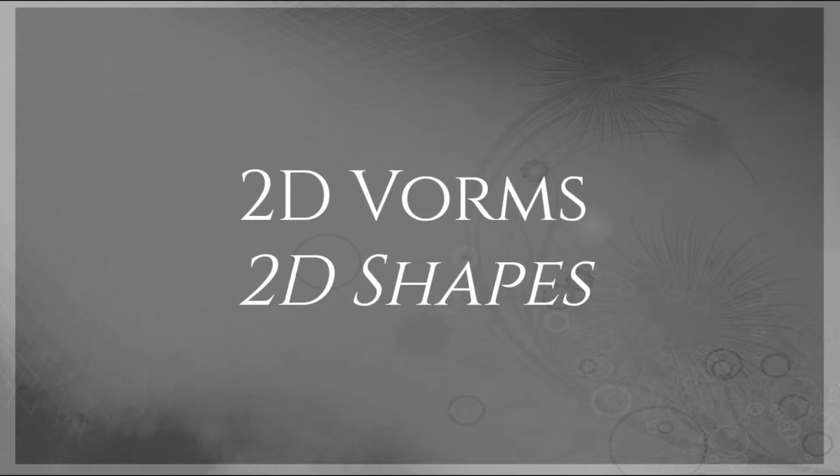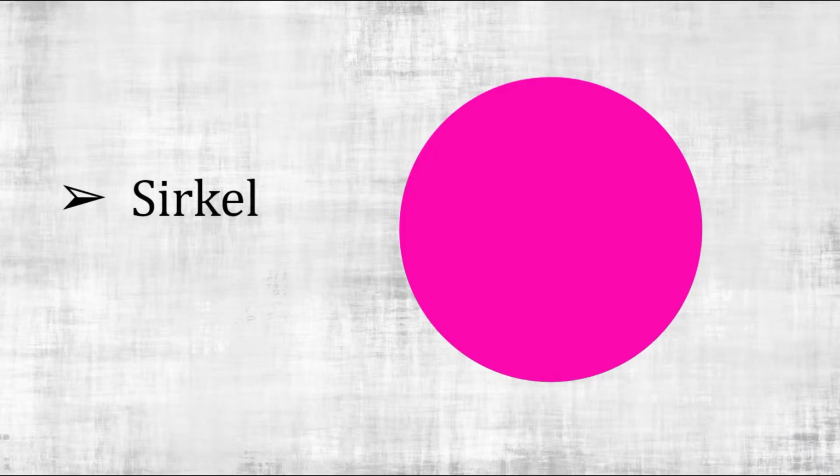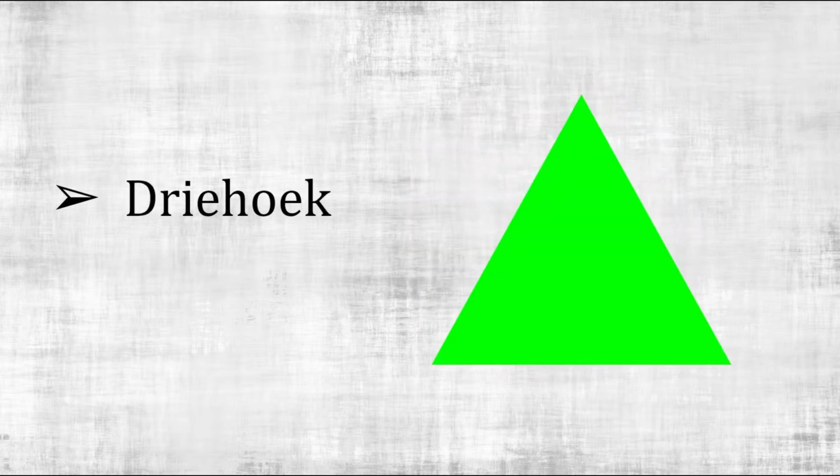Twee-dimensionele vorms. Two-dimensional shapes. Circle. Driehoek, triangle. Reghoek, rectangle. Vierkant, square.